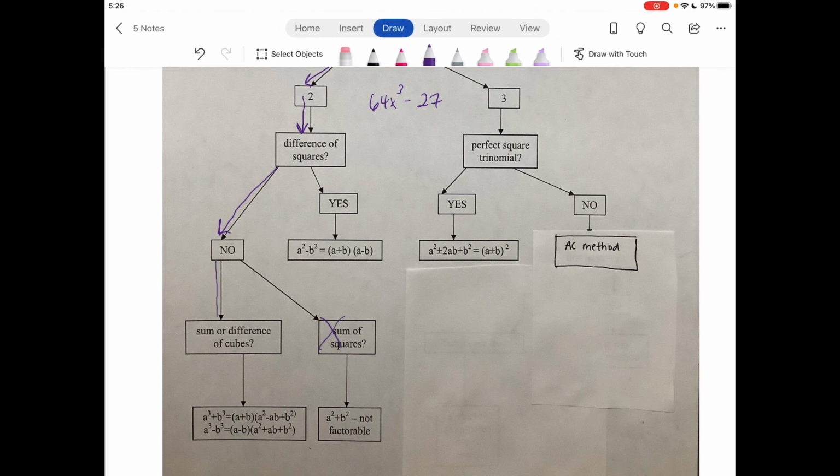We can look. It must be now the sum or difference of cubes. Notice here that we have some value to the 3rd power. We can rewrite this expression using these formulas. But since we have subtraction between our first and second term, we're going to be using the difference of cubes.